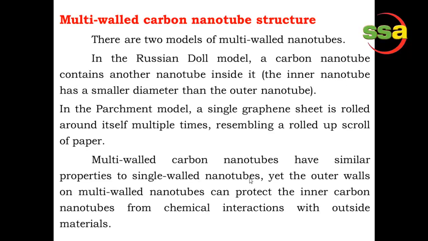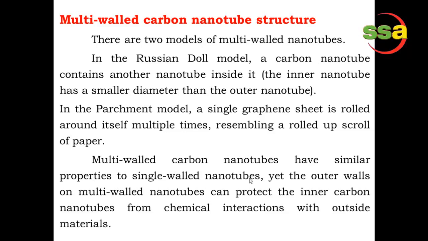Now coming to the case of multi-walled carbon nanotubes. There are two models of multi-walled carbon nanotubes. These two models are classified based on the method of synthesis. In the Russian doll model, that means the first model, a carbon nanotube contains another nanotube inside it. In the palm sheet model, the single graphene sheet is rolled around itself multiple times, resembling a rolled up scroll of paper.